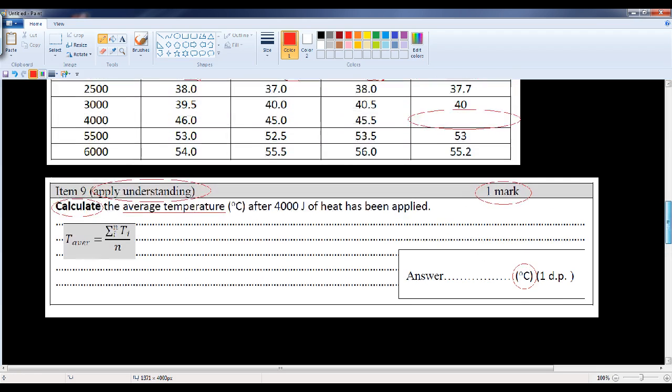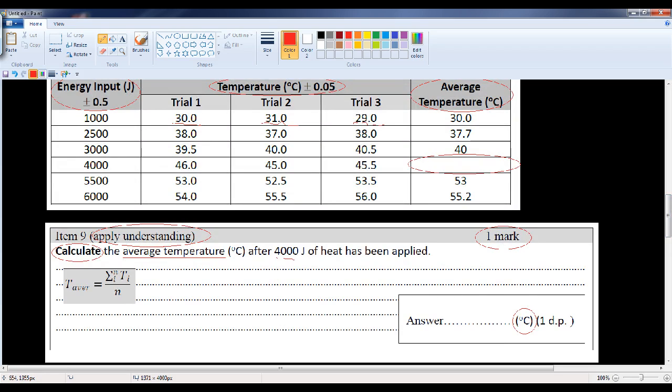You see that after 4,000 joules, 4,000 joules means we go to here, so that's 4,000, right? So after 4,000 joules is applied, there are three temperatures. So that's why you are going to find this one. So how could we use this formula? Because there are three temperatures, all you need to do is add them and divide all of them by 3. So that's it. And of course you use your calculator to find the answer.